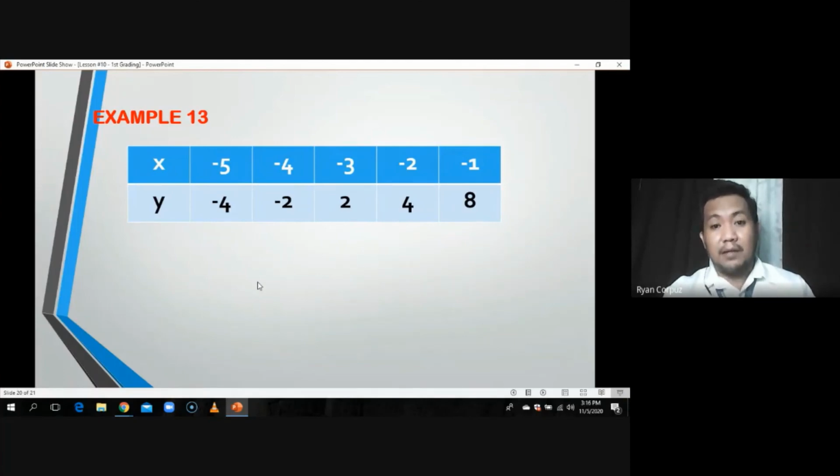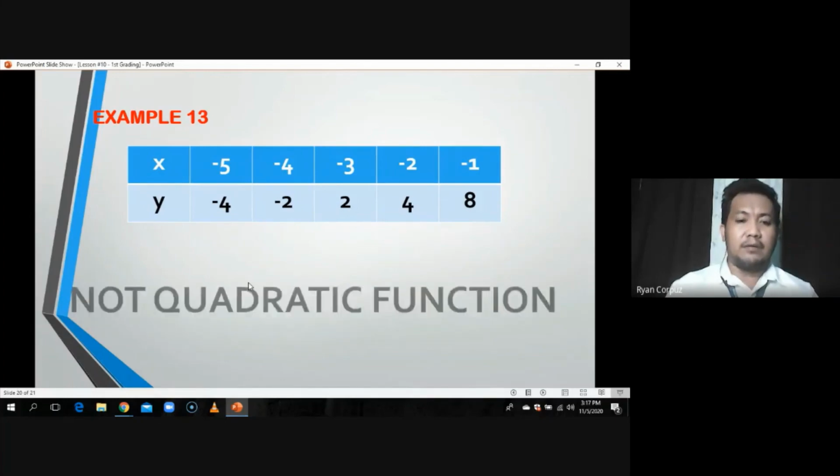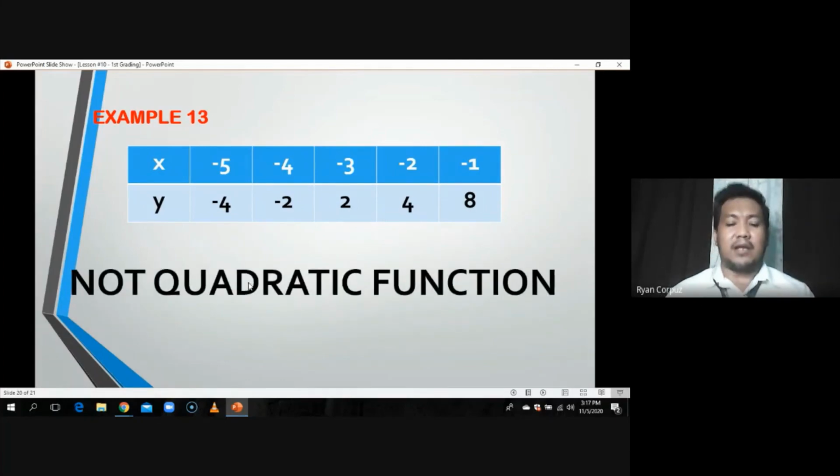So doon pa lang, hindi na agad sila equal. So obviously, no need for you to find out the first difference of x if the second difference is not already equal. So dapat mag-equal yung second difference niya para ma-consider natin as quadratic function. So that's why example number 13 is not considered as quadratic function.